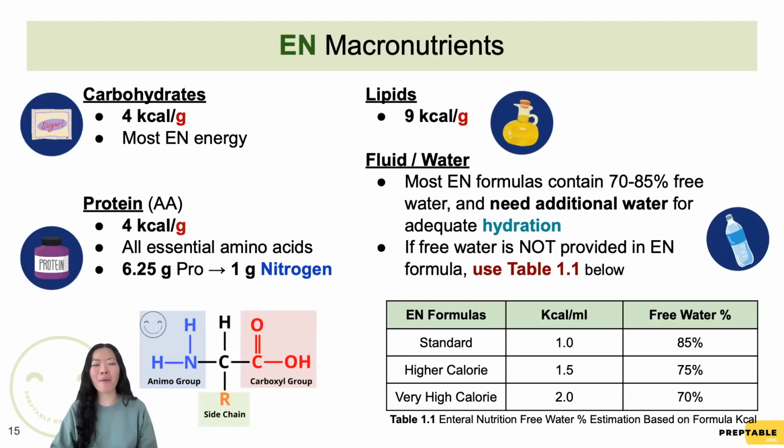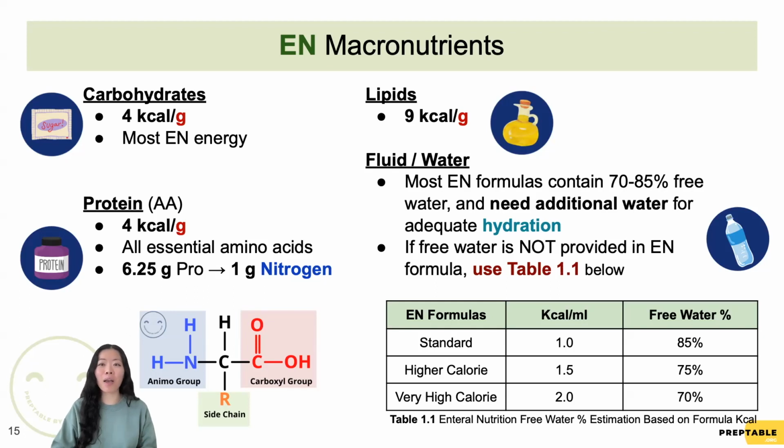Finally, let's talk about EN macronutrients. This will allow us to understand the most basic calculations for EN. First up, carbohydrates. Each gram of carbs contain 4 kcal. Remember, most EN energy comes from carbs, which is why the diabetic patients need a specialized formula. Next, proteins. Each gram of proteins contains 4 kcal.